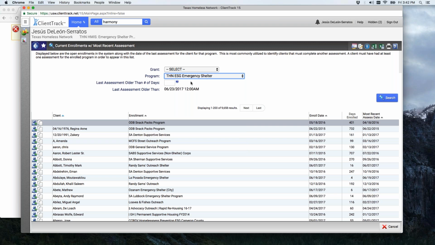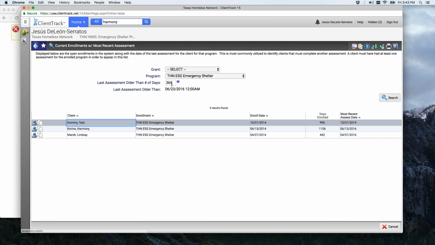So I'm going to see in my emergency shelter program if there are clients that need assessment. I'm going to put a year. This means if they need an annual assessment. So if I click here, I don't know if you remember, but there were 3 clients that were missing information in the APR. Well, now we know which ones they are. Right here. These 3 clients need to be assessed.